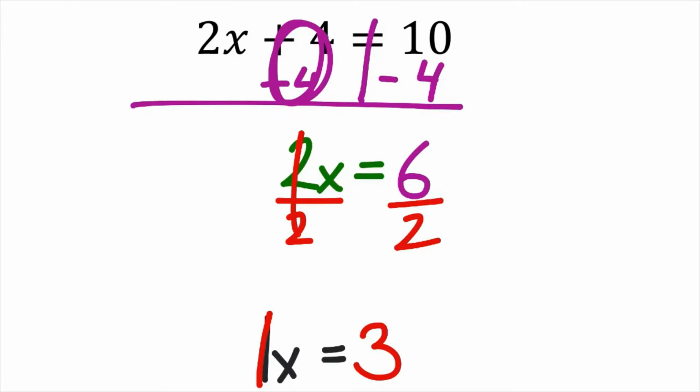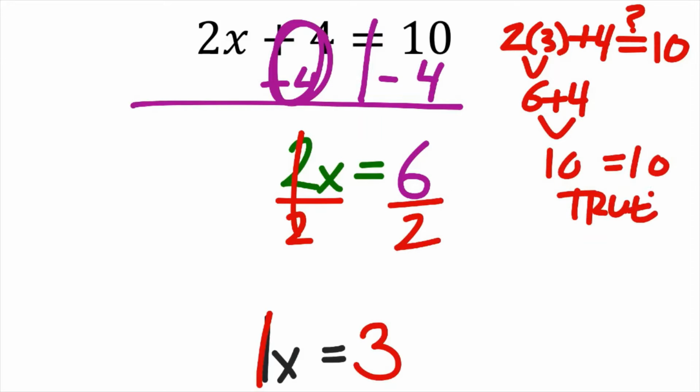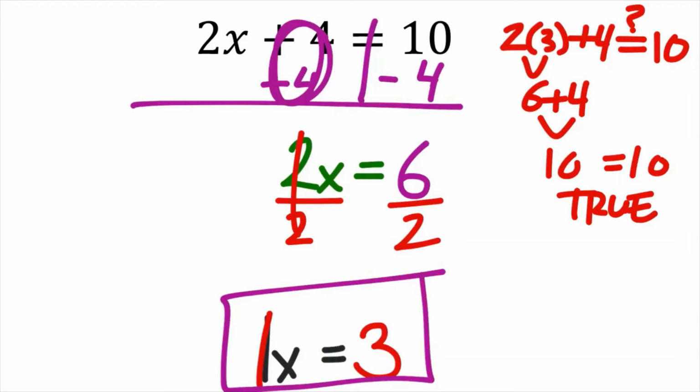So what that would mean is that, right, it was 2x, but now we say x is 3, so it's 2 times 3 plus 4. Just make sure that this does equal 10. So 2 times 3 is 6, plus 4 is 10. Does 10 equal 10? Yeah, that's true. So again, now that I know this is true, I can box this in with a lot more confidence. And I can feel pretty good about it on a test, okay?